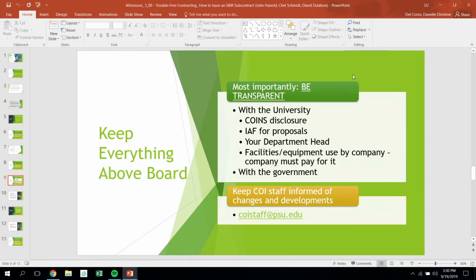And coistaff@psu.edu is the email address to ask questions or tell us about anything. With that, I'll turn it over to John.